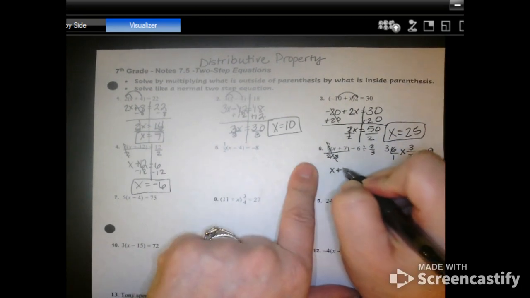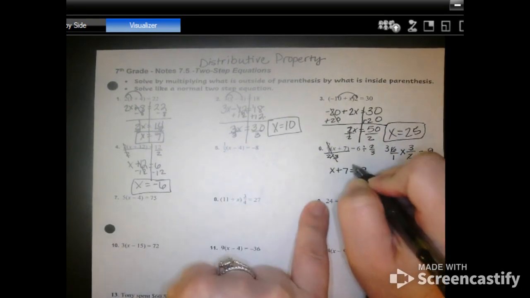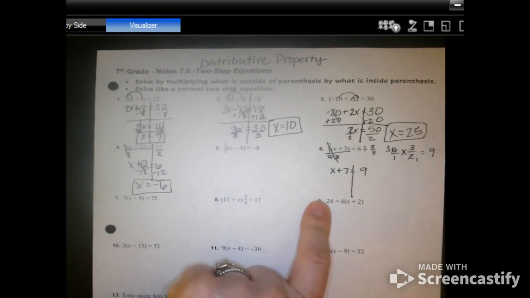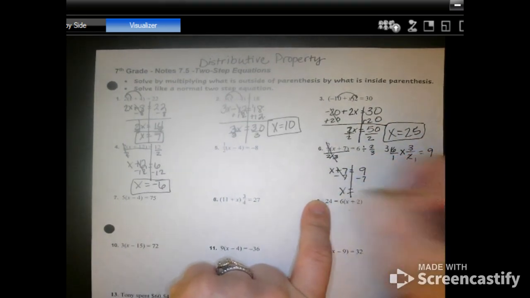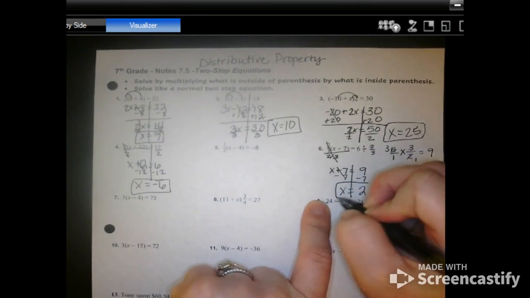Okay, so now I have x plus 7 equals 9. That's a simple one-step equation. What number is by itself? 7. So what do I do with the 7? Subtract 7. So x is equal to 2.